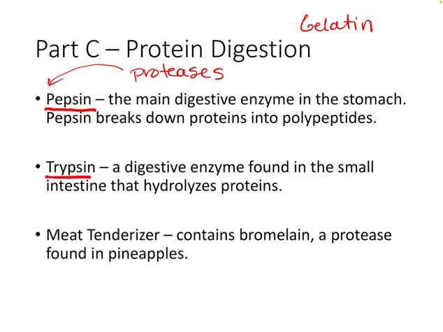Trypsin is also a digestive enzyme. However, this one is found in the small intestine, and it also hydrolyzes proteins. And then meat tenderizer contains bromelain, which is a protease that's found in pineapples.